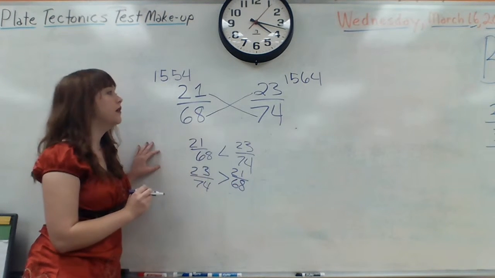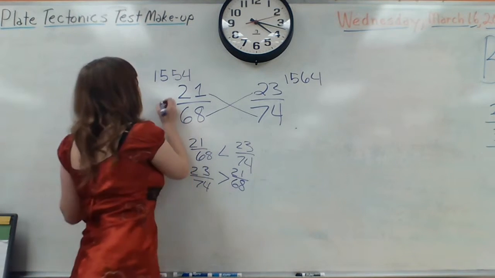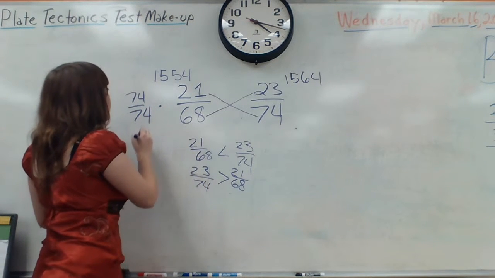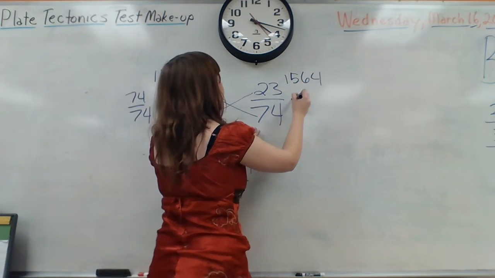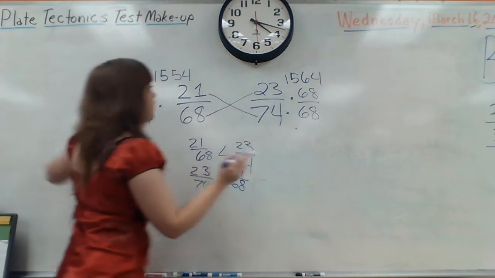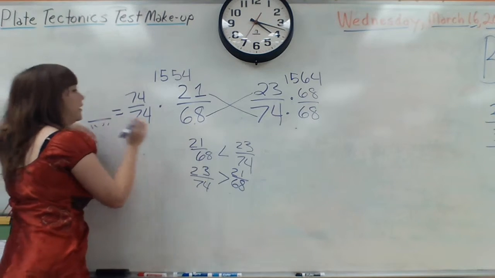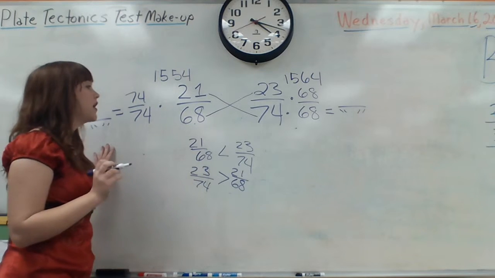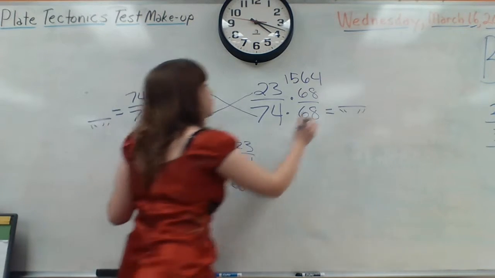But how did this work? Well, this is actually a shortcut to the common denominator method. Here, we would multiply 74 over 74 in order to get a common denominator between these two numbers. Over here, we would multiply 68 over 68. Because 74 times 68 is the denominator on either side, you only have to look at your numerator to determine which one is larger.